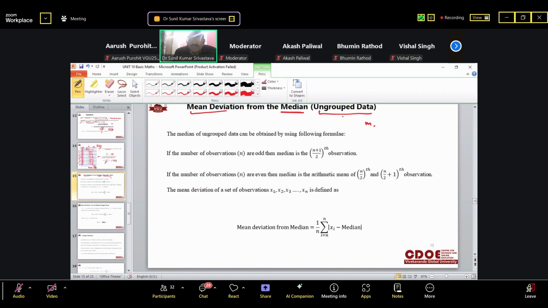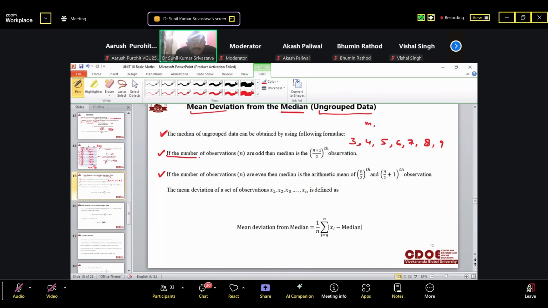Before starting the ungrouped data, we have to know the concept of median and how to find it. So first of all, we have to calculate the median. For ungrouped data, we have two formulas, depending upon the total number of observations in the given table. Suppose we take an example: 3, 4, 5, 6, 7, 8. The total number of observations is 9, and 9 is an odd number.